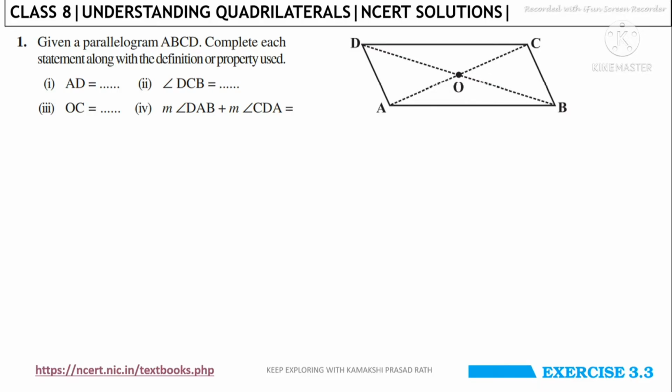The question says, given a parallelogram ABCD, we have to complete each statement along with the definition or the property we use. So as you can see here, we have a parallelogram ABCD and the diagonals intersect at the point O. So here we say first one. AD, this side, is equal to CB, or we can say BC, as they are the opposite sides of a parallelogram. That's the first one. So AD is equal to BC.